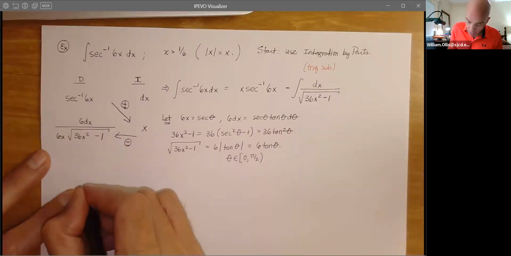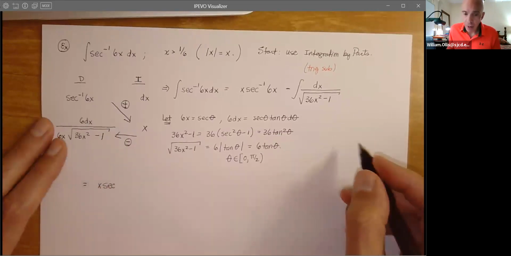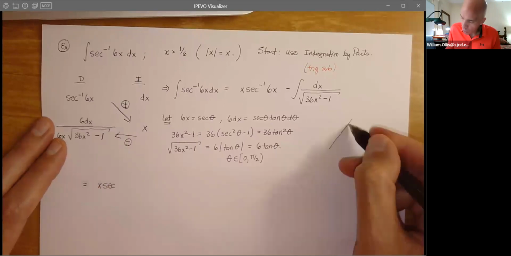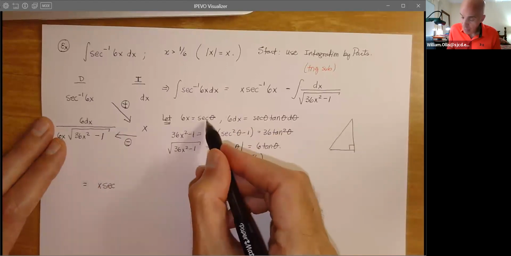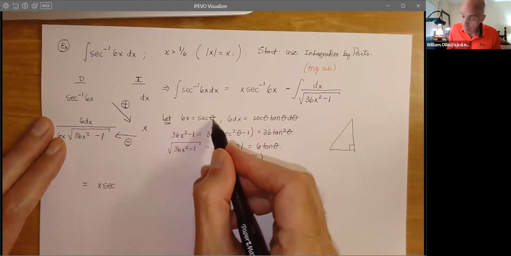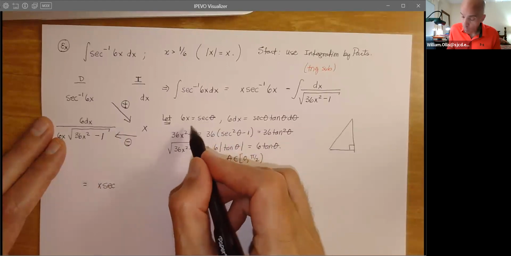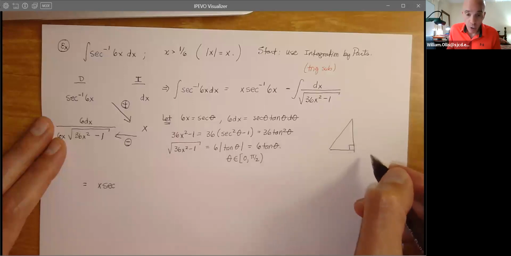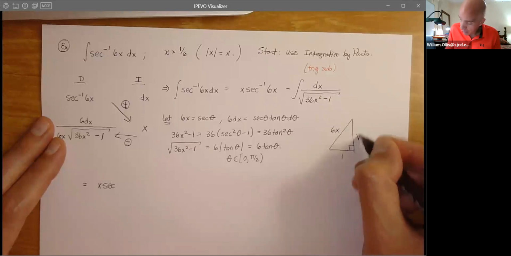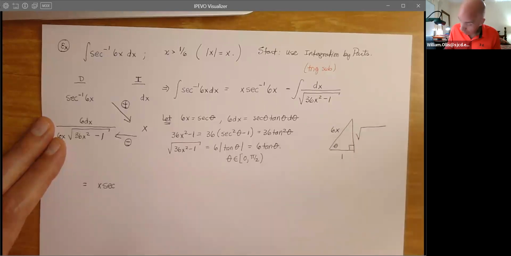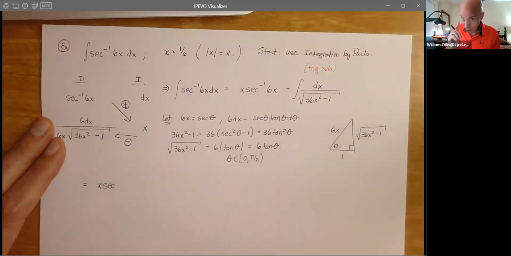So now our integral will just say equals x. And if you like, and I guess this is important, let's just go ahead and draw the triangle. So we have, in this case, theta, or if we look at this, secant theta is just going to be 6x over 1. So we get hypotenuse over adjacent, so 6x over 1. Of course, the theta is right there. And this gives us the square root of 36x squared minus 1.